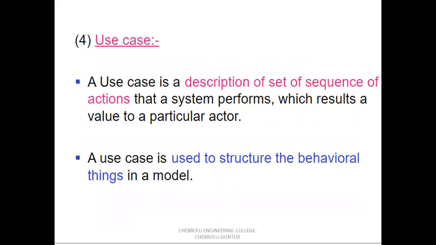Next, fourth one, use case. The use case represents a set of sequences of actions performed by the system which result in value to the particular actor. Suppose in a bank, the operation deposit is performed by the customer and the amount credit to the account is performed by the accountant.